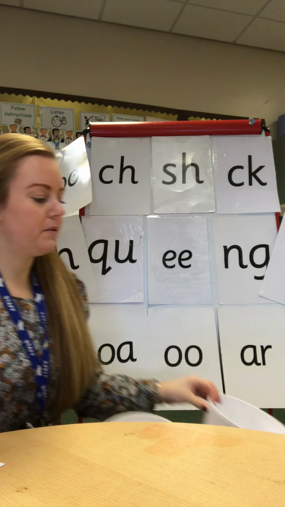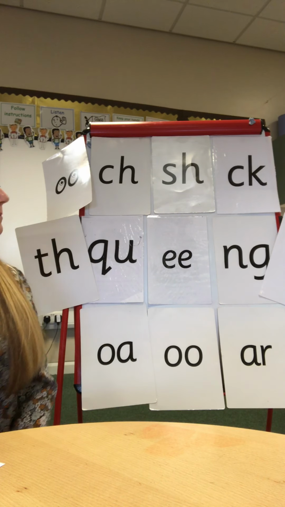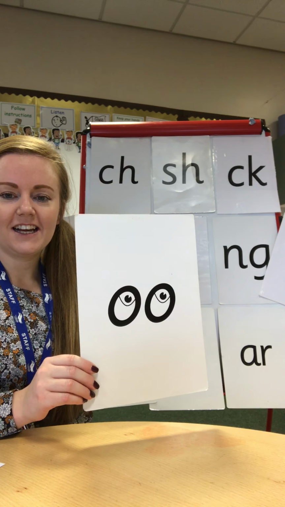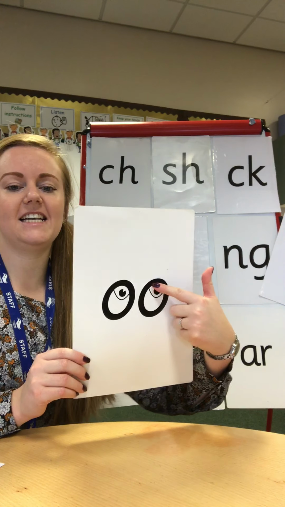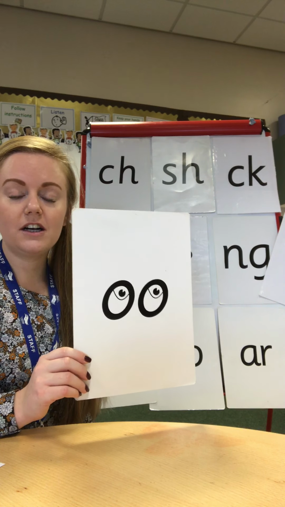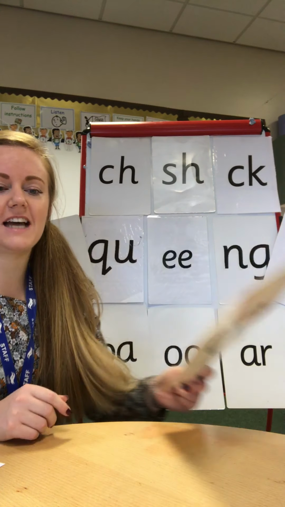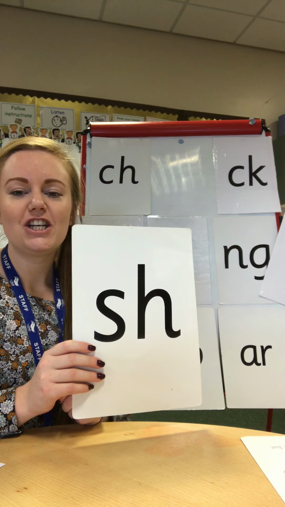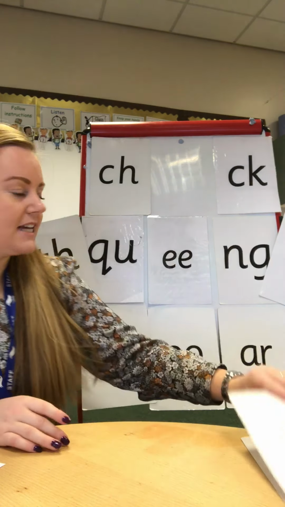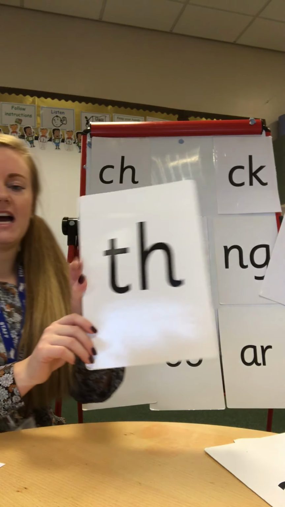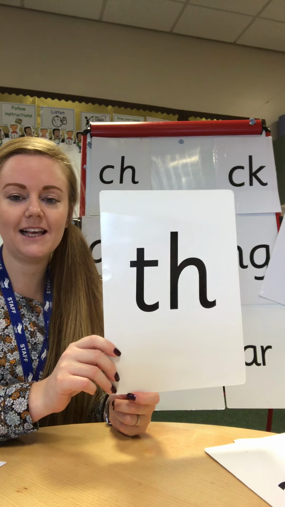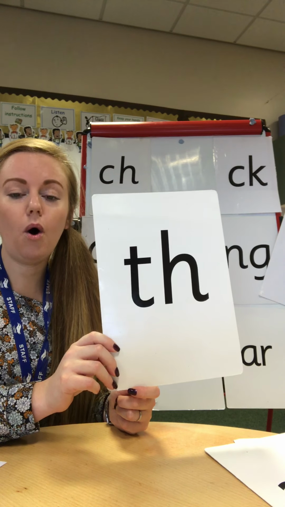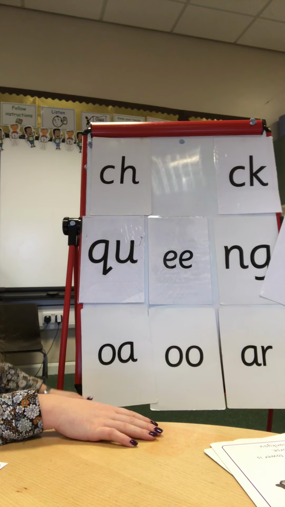Can you help me before we go to read these sounds as I take them off the board? Are you ready? What's this sound? Oh, well done. We need to use the eyes to help us with this one. Look, look at a book. Oh, our new sound. Eeny, meeny, miny, moe. What's this sound? Shh, well done. Shh, the baby is sleeping. And this one has two sounds to it. It makes th or th. So really important to remember two sounds for that one.